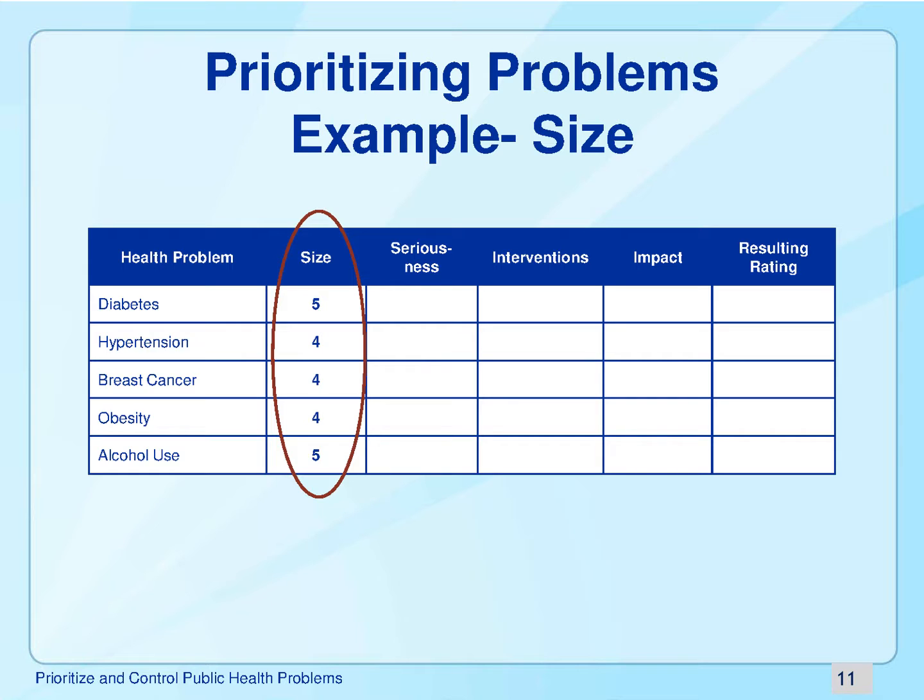So here we see an example of rating the size of a problem for 5 common non-communicable diseases that we would deal with on a routine basis in the Pacific. Now what I'm going to do is I'm going to go through and we'll give examples for size, seriousness, interventions, impact, and result, and then we'll total it up to get a resulting rating.